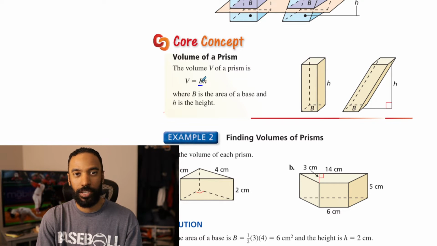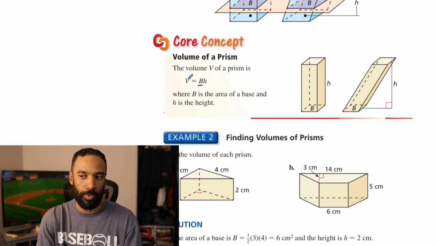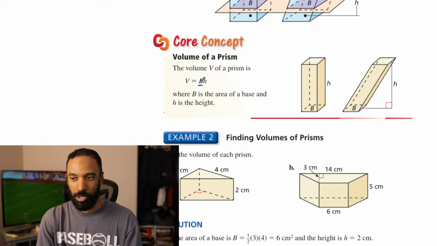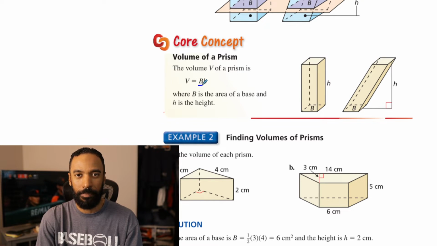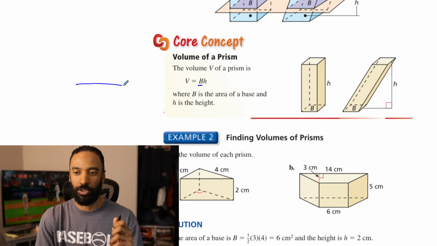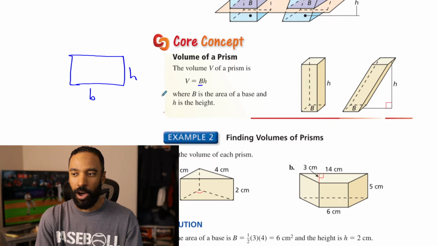This B here is a two-dimensional unit. In this case, V is three dimensions. One times two is three. A one-dimensional unit times a two-dimensional unit is a three-dimensional unit. But because it's two-dimensional, it's a capital B. How come? It's not just base length, it's area of base. So whereas a rectangle is base times height as far as length goes, volume is area of base times height.